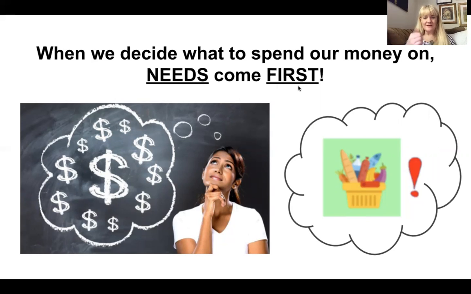So remember, you have to buy your clothes, you have to have a place to live, you have to have like a way to get to school, you have to have the things that you need for school. Those are things that you need. You have to have food.